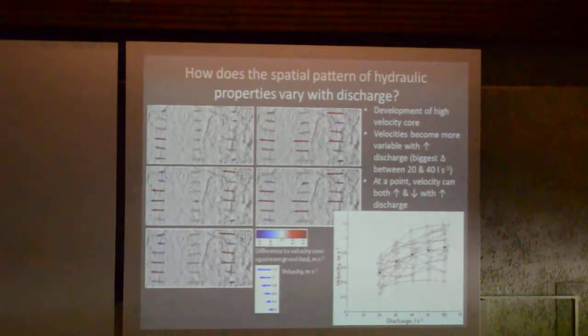The other thing we find, if you follow some of these pathways through, you can see that there's actually some points in the river whereby if you increase the discharge, the local velocity actually decreases rather than increases. So it's suggesting that, again, the picture on a point-by-point scale is actually getting really quite complicated.